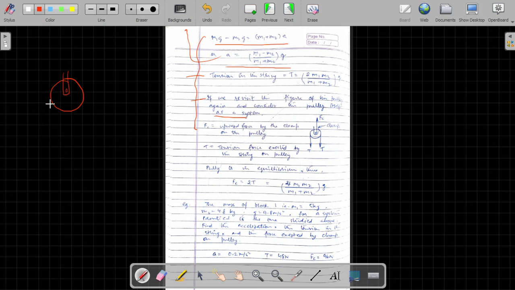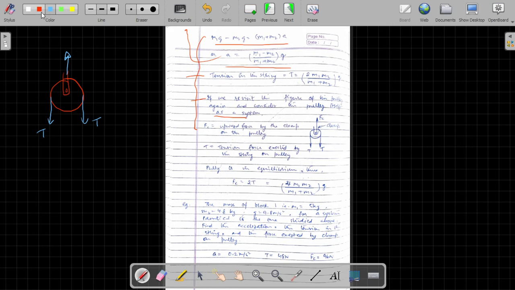Again, the same idea we will be using. The tension can only act in the direction of the string. So the string is downwards when it is in contact with the pulley. So the tension would be acting in downward direction on both the ends, since the string is existing in both the ends, and there is a clamp which is trying to prevent the pulley from moving downwards.